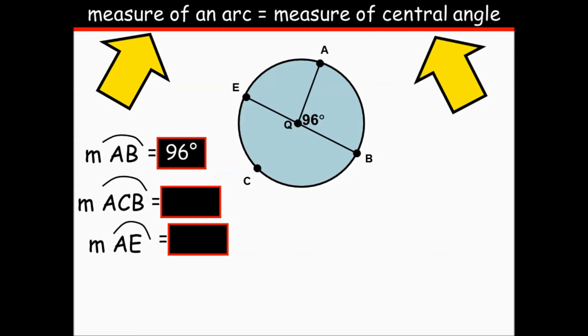The measure of arc ACB is equal to 360 degrees of the circle minus arc AB, which is 96 degrees. Therefore, 360 minus 96 gives us 264. The measure of arc ACB is 264.